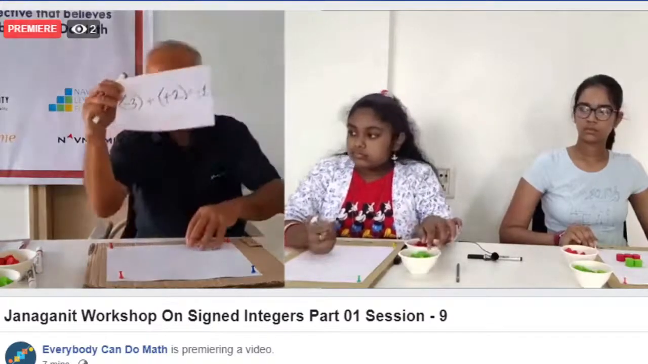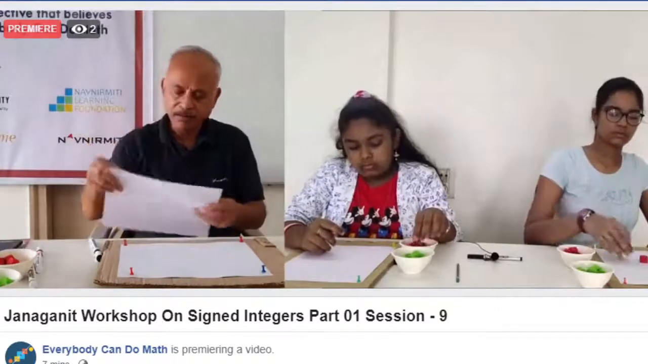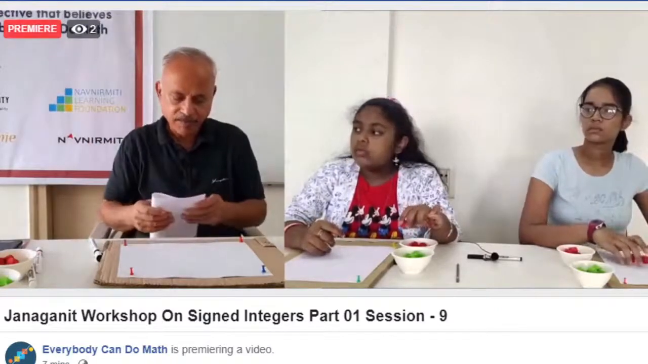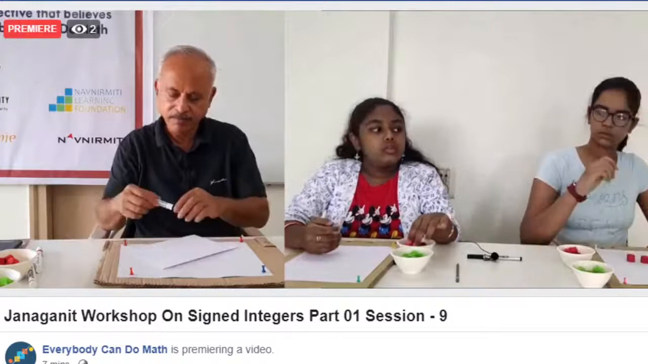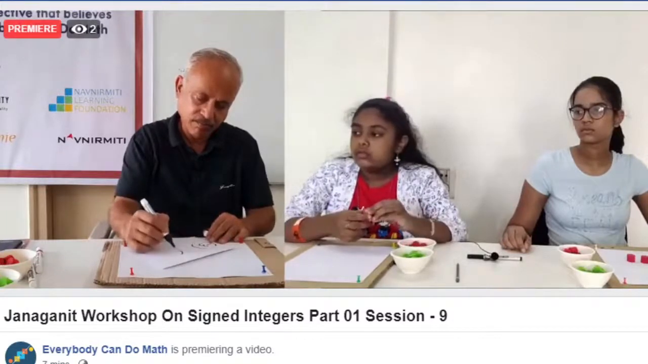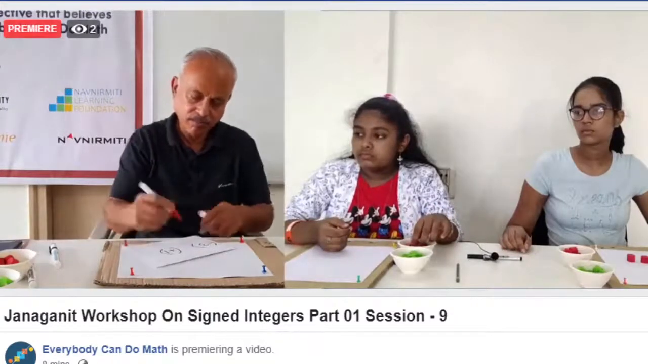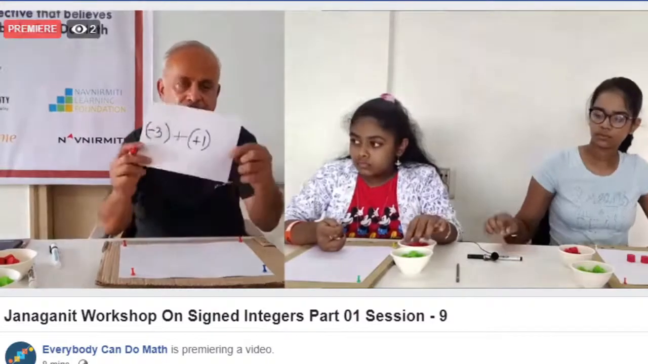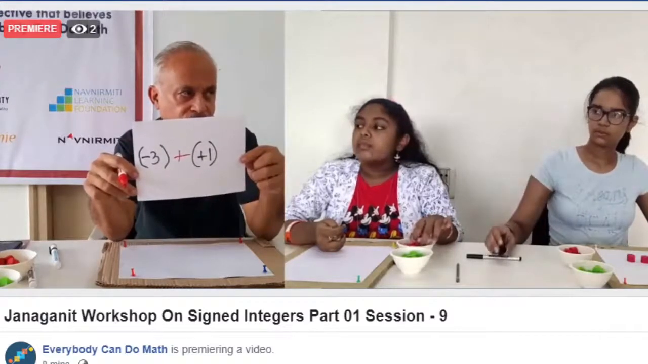Okay. Next problem is to Nandita. The problem is negative 3 plus positive 1. Negative 3 plus positive 1 is equal to negative 2. Negative 2. Okay.